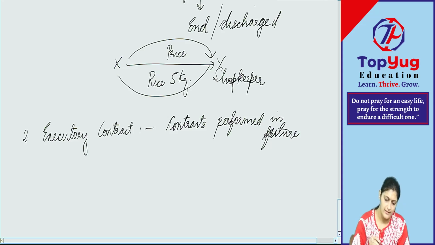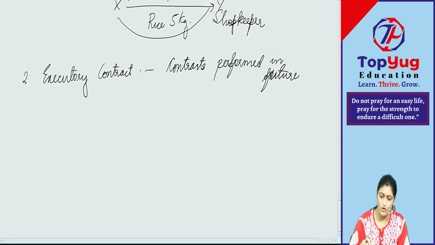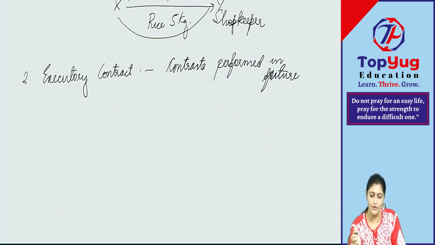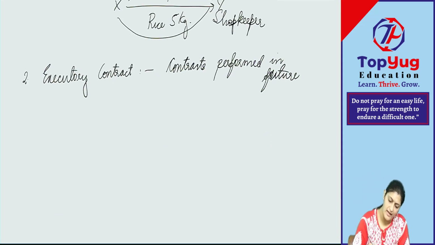Before seeing this, contracts which are required to be performed in future are known as executory contracts. Executory contracts are again of two types.